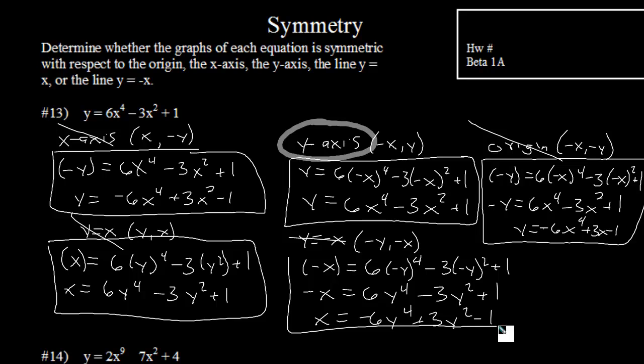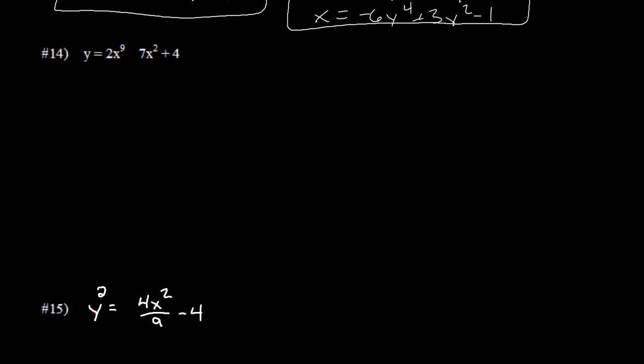So this graph is only symmetric with respect to the y-axis. Looks like I'm missing a symbol here for some reason. Missing a minus. So let's do the origin first, although it doesn't matter. Just changing your signs for x and y.